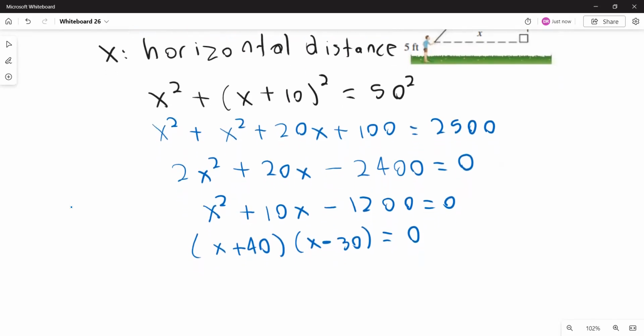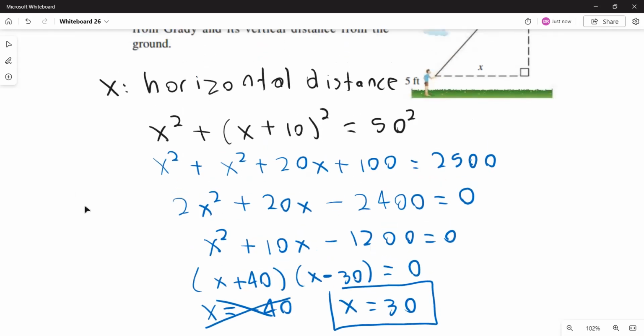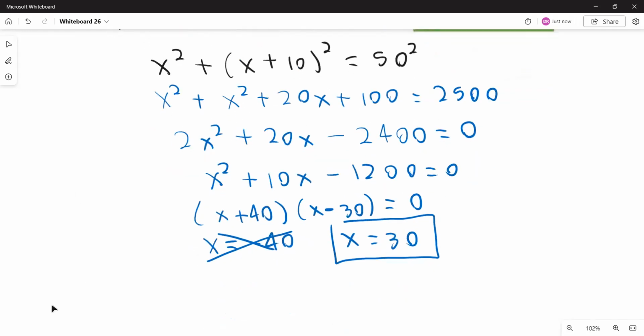So either x is negative 40 or x is 30. But we need to keep the positive solution because we're talking about lengths and dimensions. So length cannot be a negative number. So the horizontal distance from Grady's hand to the kite is 30 feet.